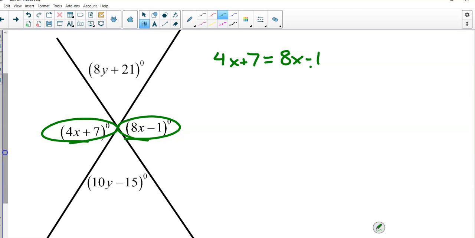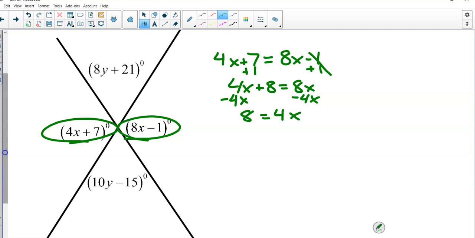I'll add 1 to both sides. And then subtract 4x on both sides. Then divide by 4 on both sides. I'm going to get x equals 2.